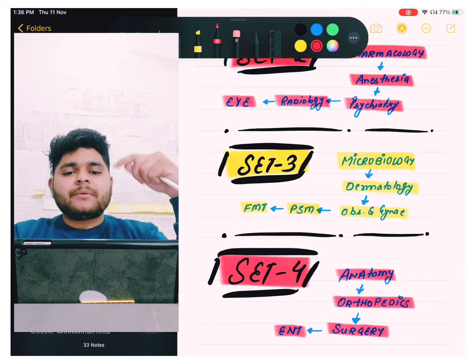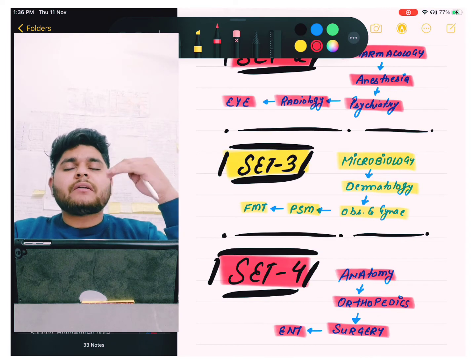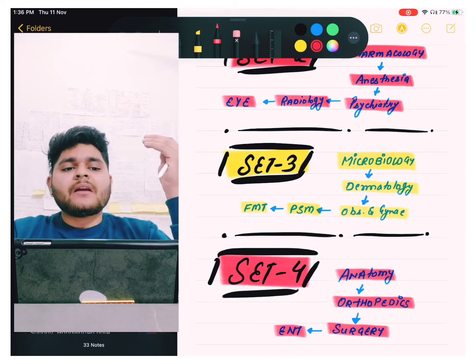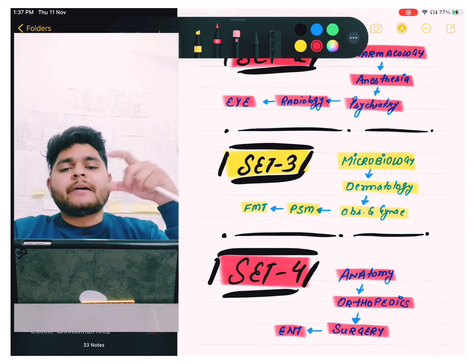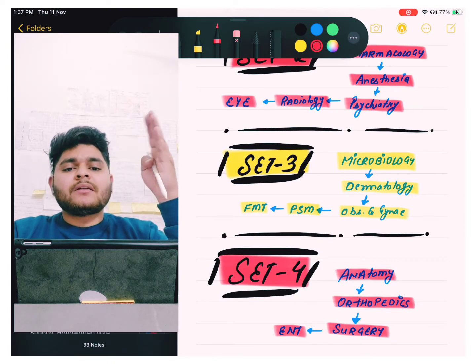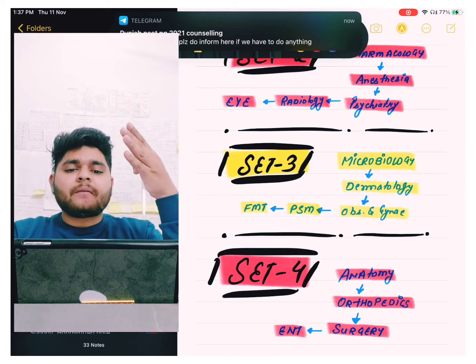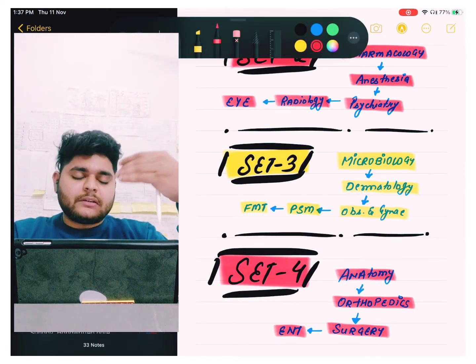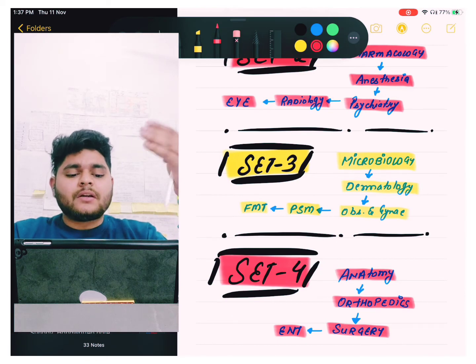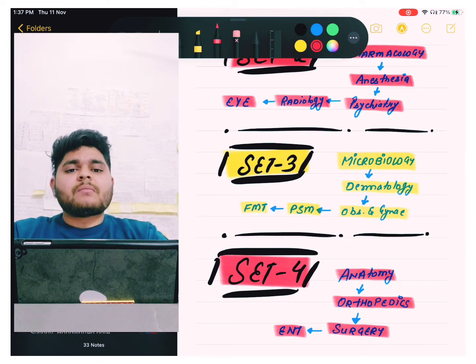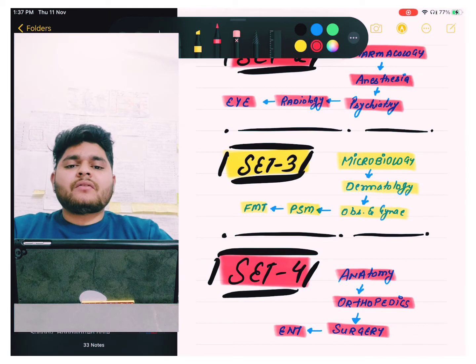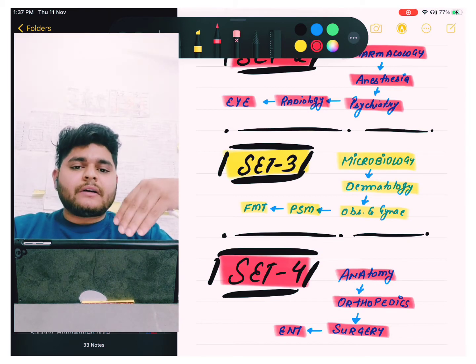Now why surgery? Because after anatomy, in anatomy we will learn the abdomen and all the abdominal viscera and how the peritoneum is attached to all of them. Then we have to do surgeries on them because of some pathologies in the abdomen. So we should know anatomy first, which is normal, then orthopedics is abnormal of the bones, and surgery is abnormal of the viscera. So we know that. Then comes the ENT.